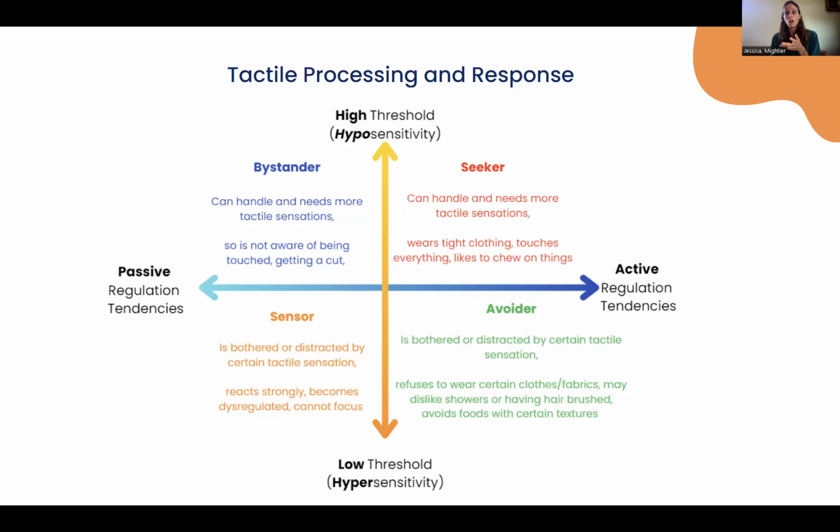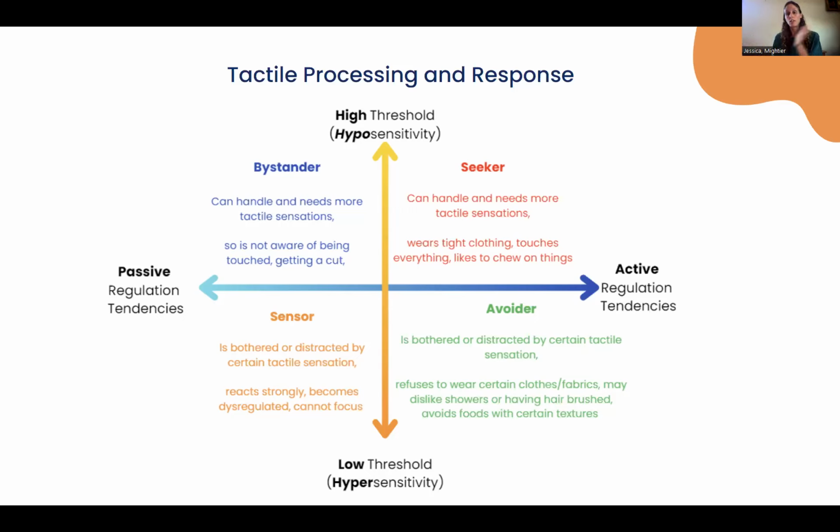Versus our seeker, who can handle more, they need more, and they're looking for it. They are wearing tighter clothing. They're touching everything. They're chewing on things. They're seeking out that tactile input in a variety of ways. Bottom left, our sensor, so they don't need as much. They're bothered or distracted by certain tactile sensations, and they're reacting strongly. They might become dysregulated or can't focus when there's too much happening around them. So they get to that point of overwhelm before dealing with it.